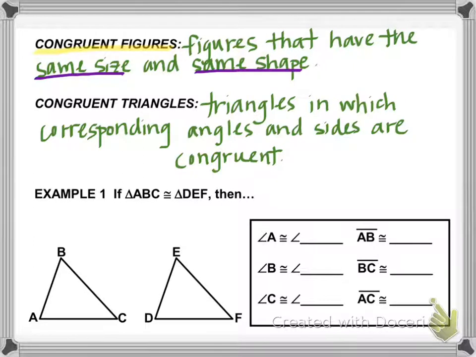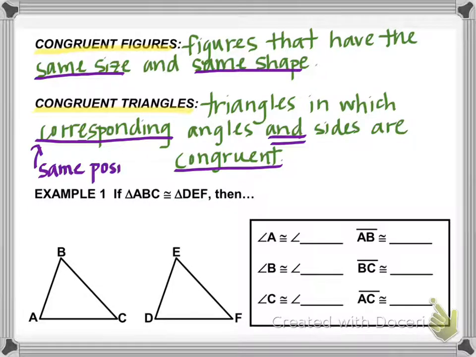Since this whole unit is over triangles, to be more specific, congruent triangles, if they are figures that have the same shape and the same size, then they are triangles in which the corresponding angles and sides are congruent. Remember what corresponding means. Corresponding means that they are in the same position, or the same relative position. So we'll look and see what that looks like.